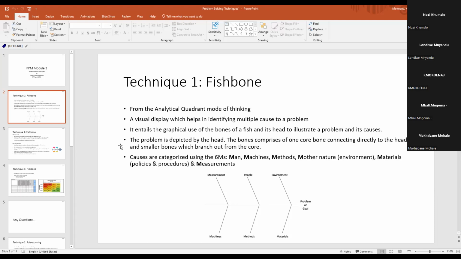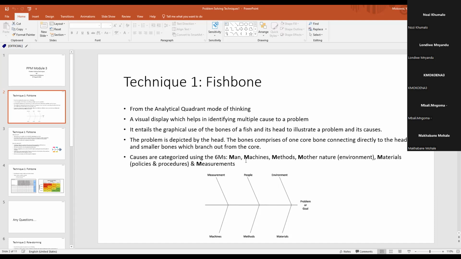The problem is depicted by the head, and then the bones. There's 2 groups of the bones making up the fish. So it's the core bone in the middle, which branches out into other smaller bones. So essentially, if you were to interpret it, it is to say there is a problem with causes, right? But the causes can be dissected into different categories, basically. And then the categories, for one to remember easily, are normally classified under the 6 M's.